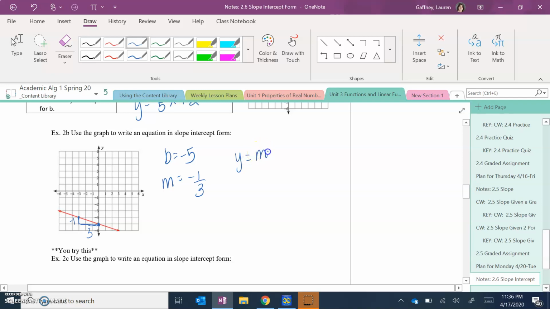So let's fill in y equals mx plus b. My m is a -1/3, and my b, like I said, you don't need to write plus a -5. You could just do -5. Okay.